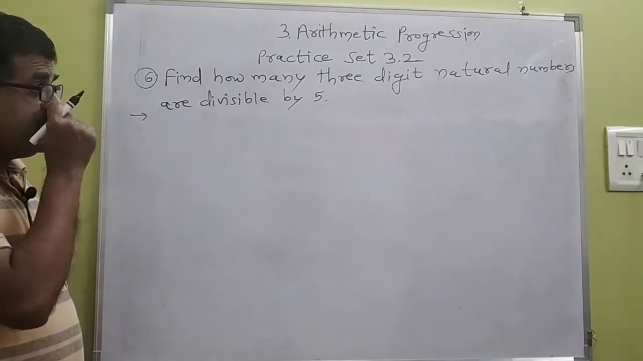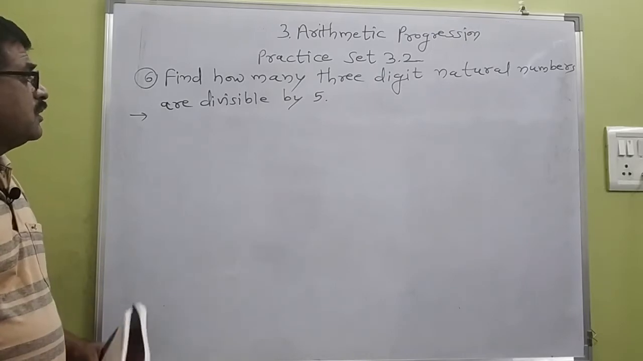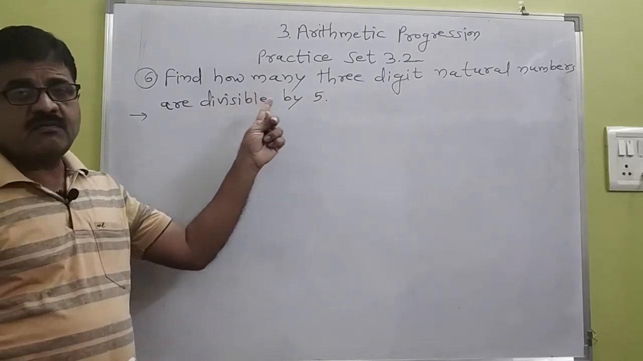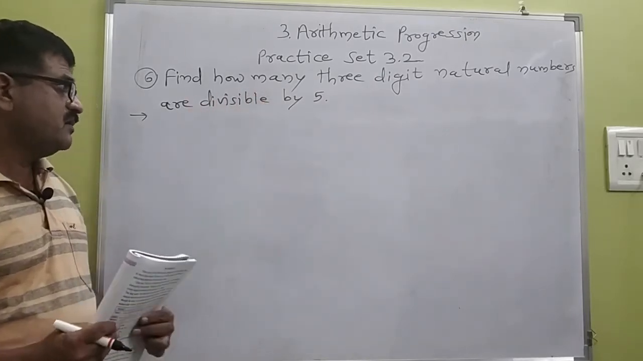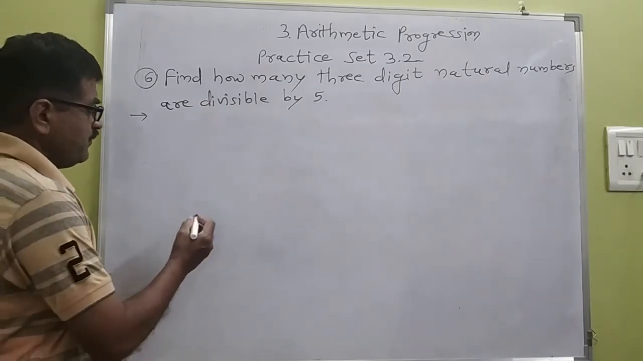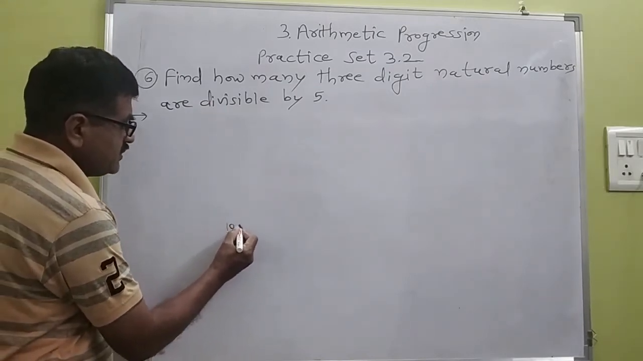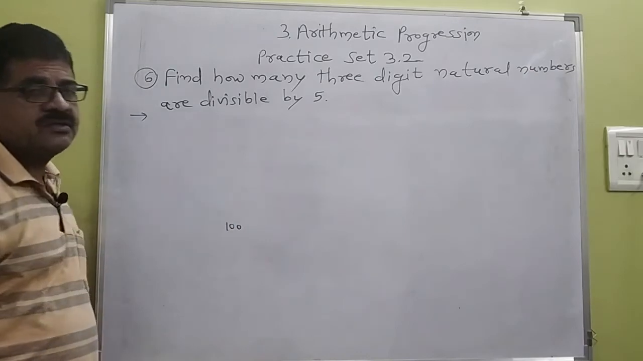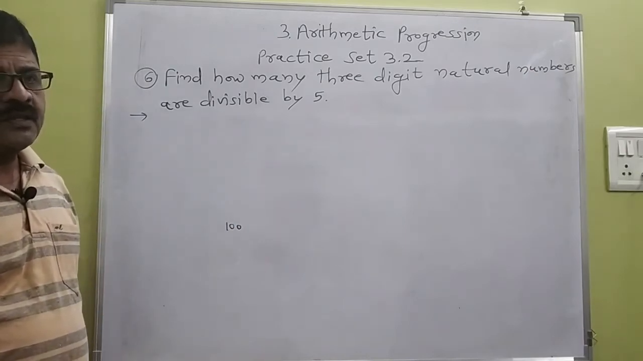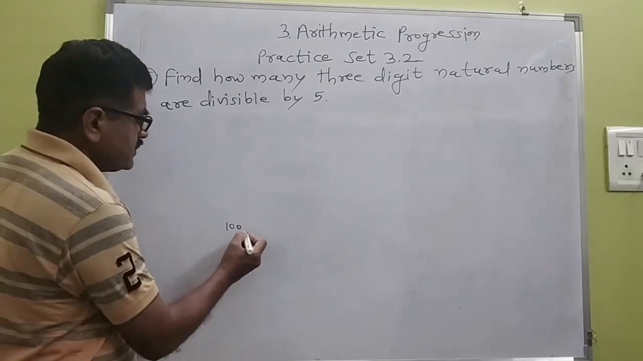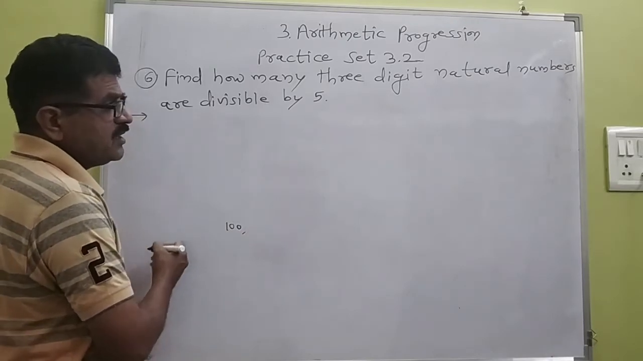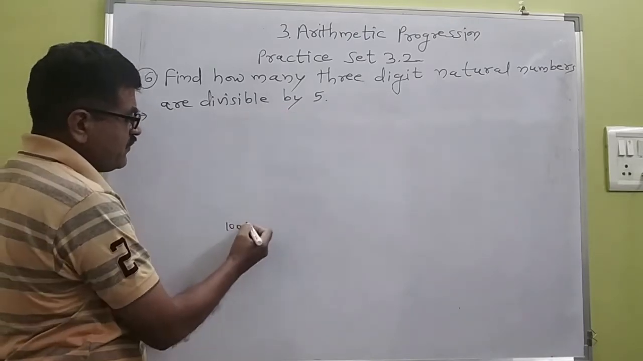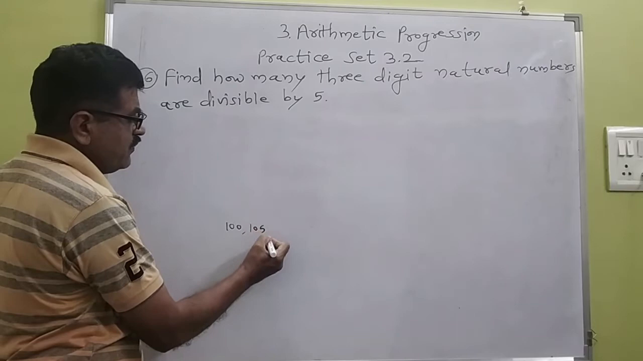Now, the first 3-digit natural number divisible by 5: what is the first 3-digit natural number? That is 100. Next 3-digit natural number divisible by 5 is 105, and so on.